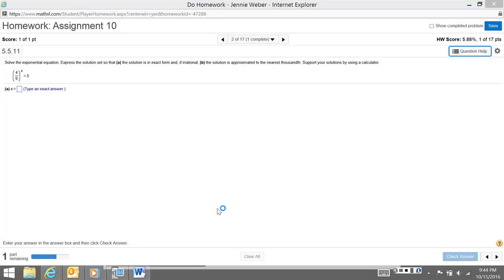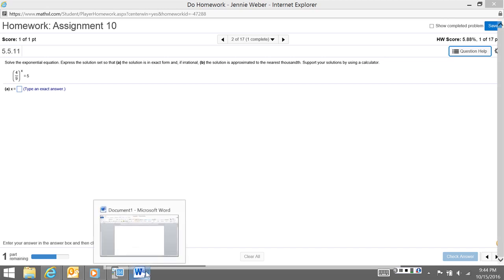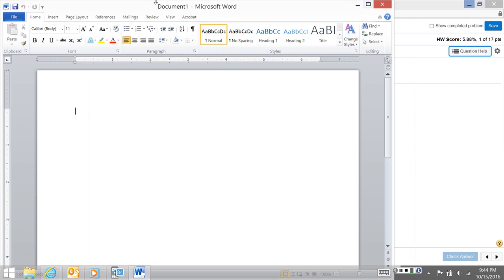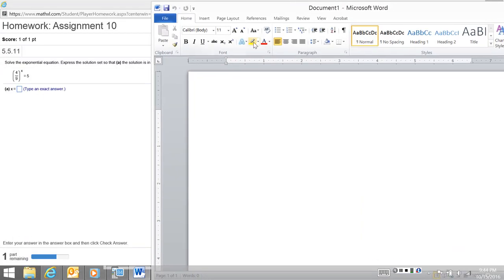We're asked to solve this exponential equation and express the solution set in exact form and then approximate to the nearest thousandth. So to do this, I'm going to start by doing this by hand. And so when I pull this up, we can see this is actually pretty easy to solve. We have (4/9)^x equals 5.